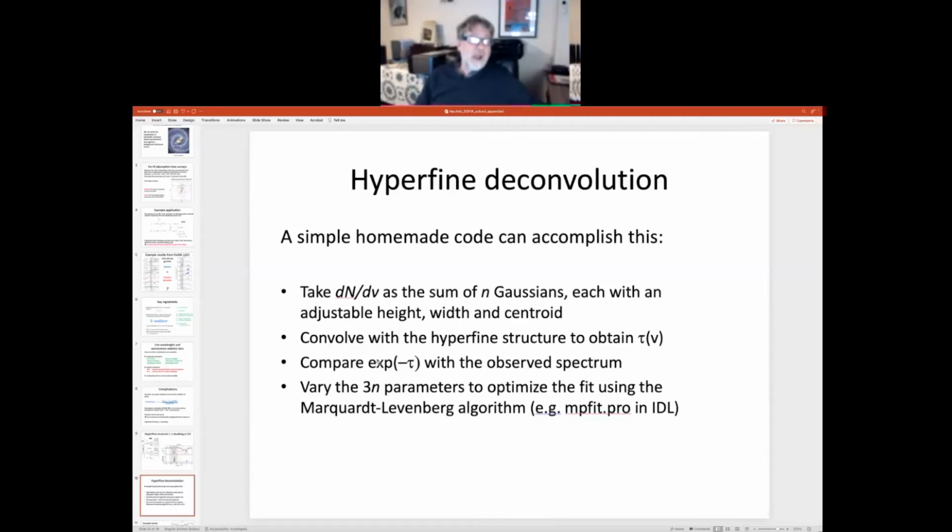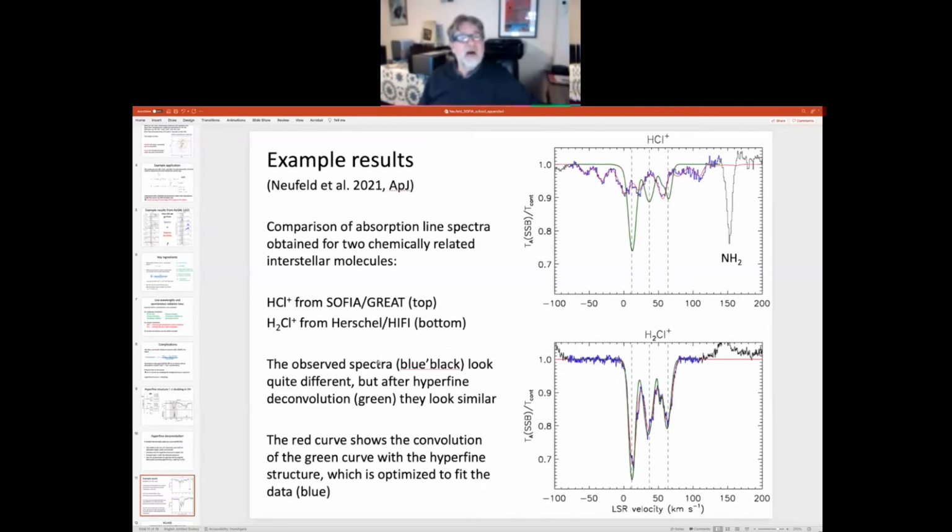And then you can use a chi-square minimization to vary the 3n parameters, 3 for each Gaussian, to optimize the fit. So here's an example of where we did that. The top is a SOFIA spectrum of the HCl+ ion shown in the histogram. And the green curve is what you get after hyperfine deconvolution. And this is a good fit because you can see that after convolution, the red curve, it agrees well with the histogram representing the observed data.